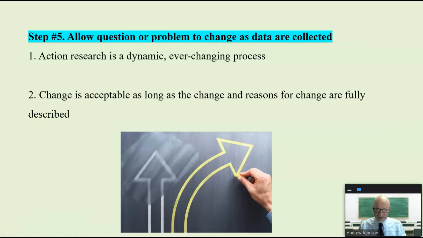If necessary, allow the question or the problem to change as the data are collected. Action research is dynamic, ever-changing. It's common to change teaching strategies or data sources or even the focus of the data collection. If something's not working, you change it. And this change is acceptable as long as the reasons for change are fully described when reporting the action research. For example, if you're going to examine a strategy and you find that that strategy is absolutely not working, or your data collection isn't working, it is absolutely okay to change that in your project.